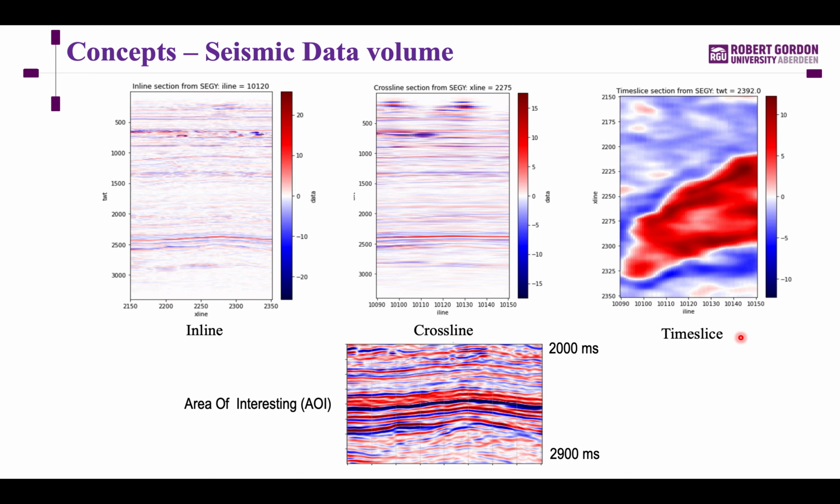The seismic data used here is a 3D volume, which has three coordinates: the inline, which is the direction of the vessels and the cables, and also the crossline, which is across the cables, and we have the time slice, which is the depth, in two-way time. The area of interest here is between 2000 milliseconds and 29 hundred milliseconds.